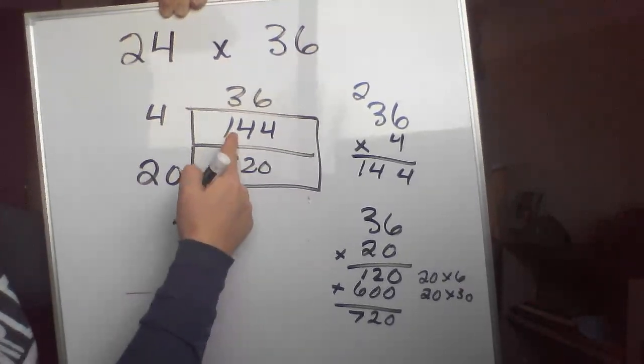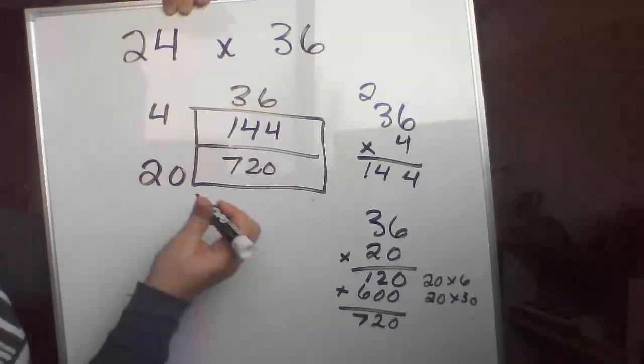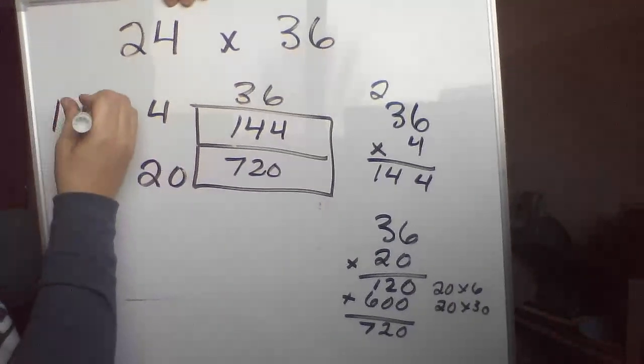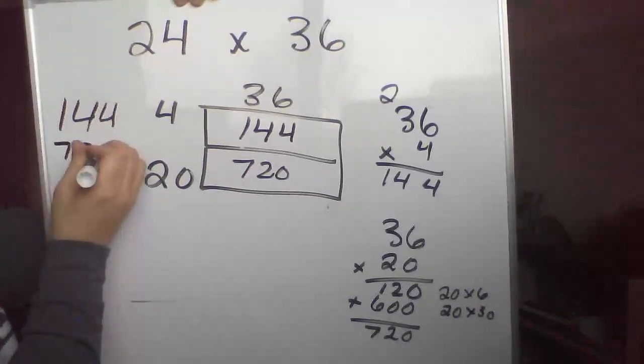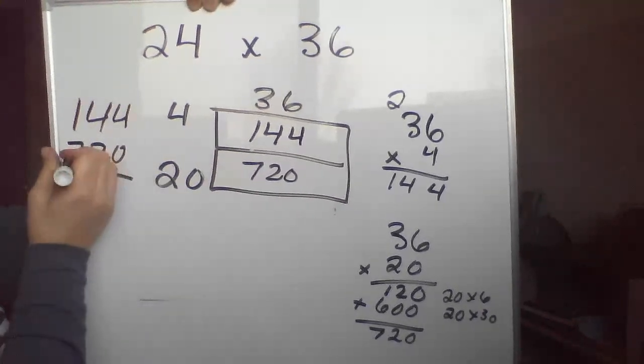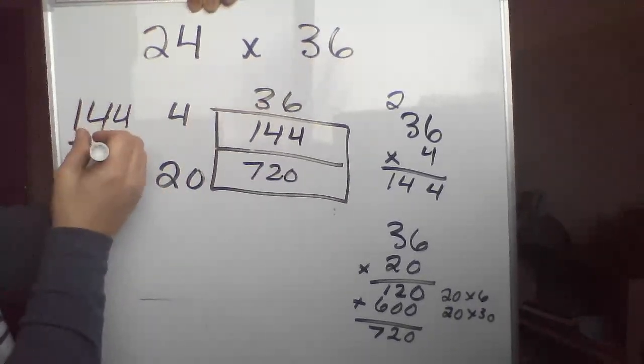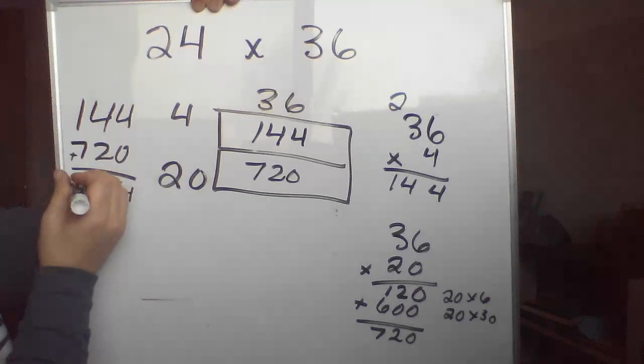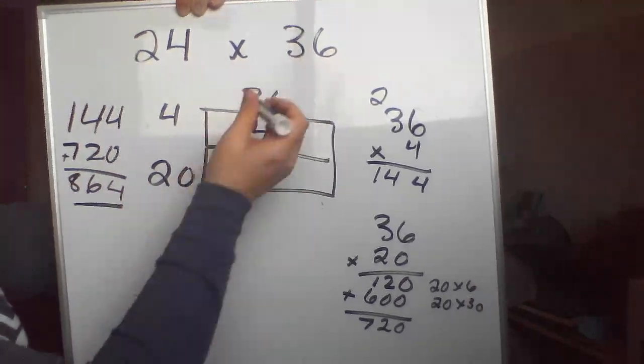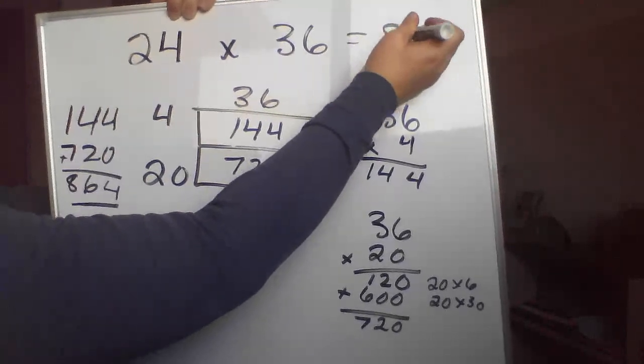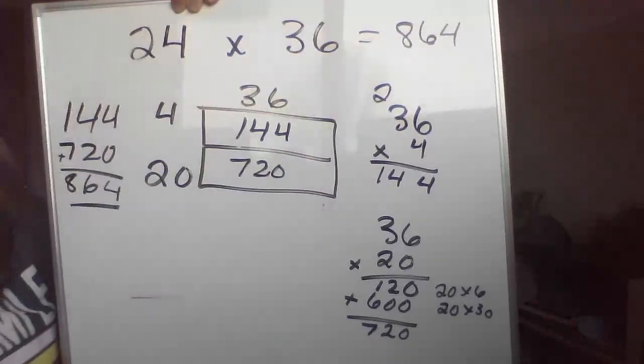Okay, so now we need to take our two partial products and add them together. So 4, 4, 5, 6, and 8. So our final product is 864.